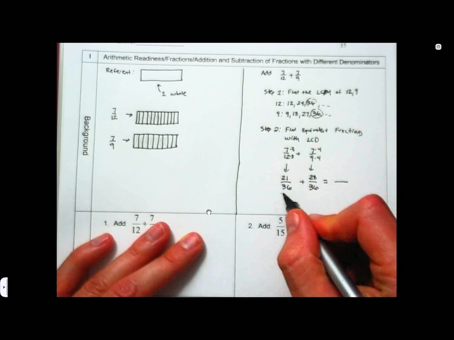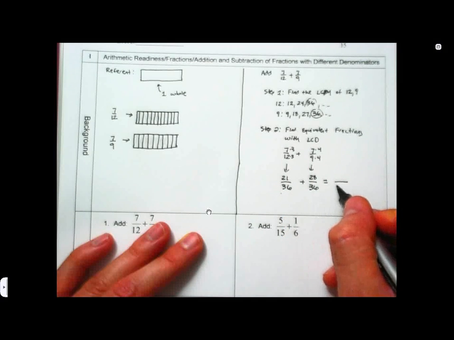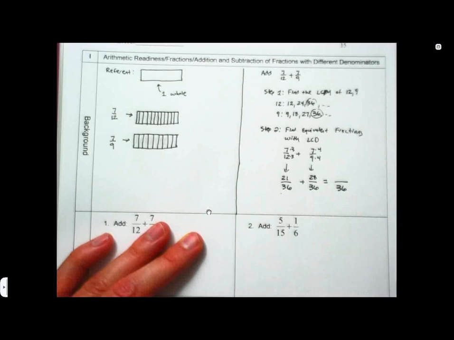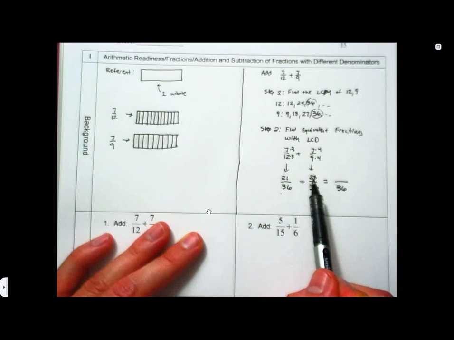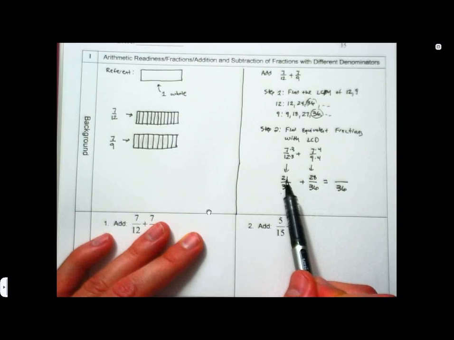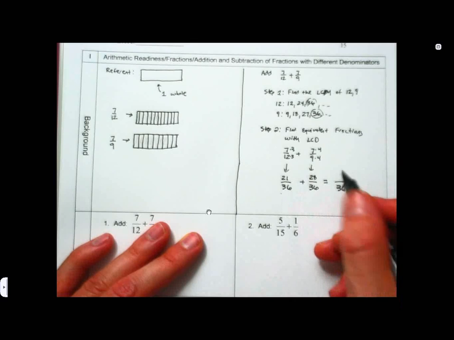Okay, now I've got equal size pieces, so the bottom will be 36. Remember, the denominator doesn't change when I'm adding fractions. But the top, I can now add 21 and 28 together because they represent pieces of the same size and same shape. So 21 and 28 would give me 49.